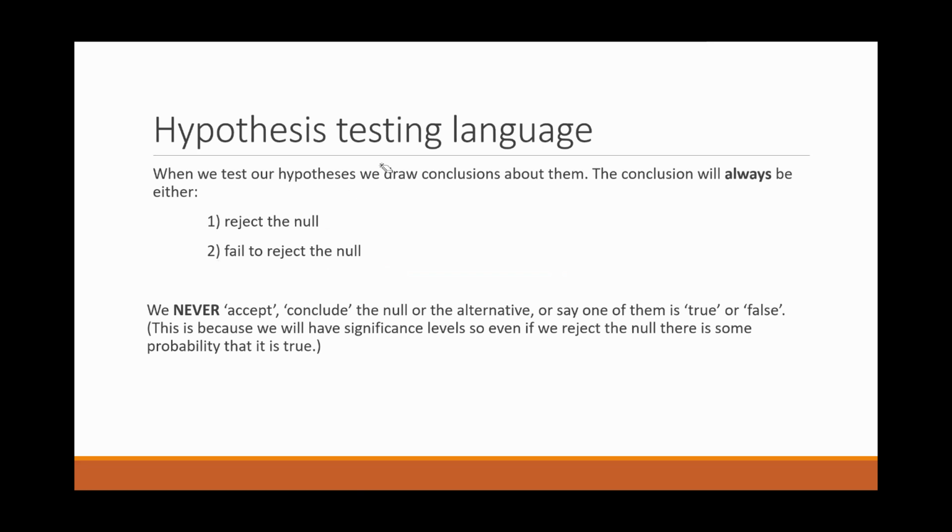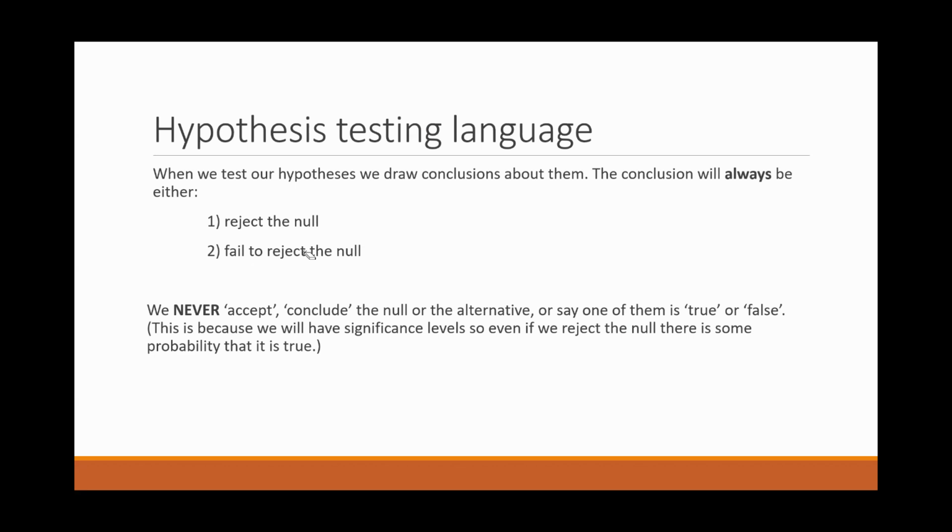Or we will fail to reject the null. That doesn't mean that we know the null is true. It just means we're failing to reject it. We do not have sufficient evidence to reject the null, so we're going to pragmatically act as if the null is true. So those are our options: we're either going to reject or fail to reject.